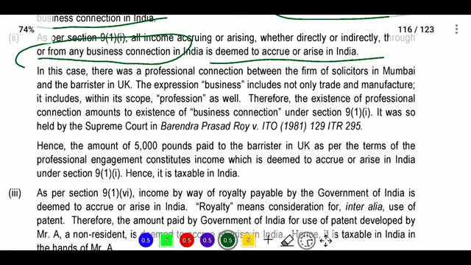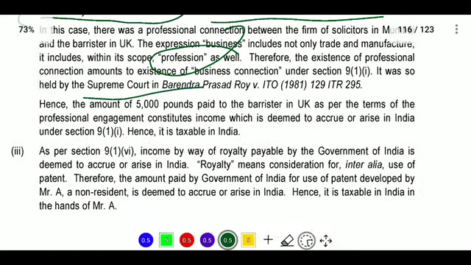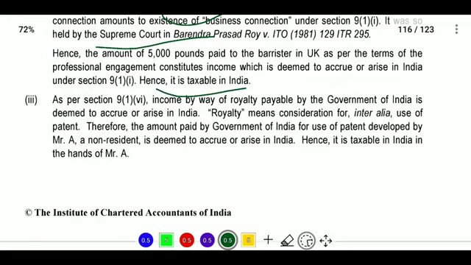So business includes not only trade and manufacture. It includes within its scope profession as well, and therefore existence of professional connection amounts to existence of business connection under section 9(1). It is so held by the Supreme Court. So the amount of £5,000 paid to the barrister in UK as per terms of professional engagement constitutes income which is deemed to accrue or arise in India. It will be taxable in India. Next, as per section 9(1), income by way of royalty.